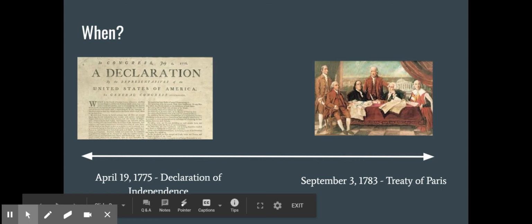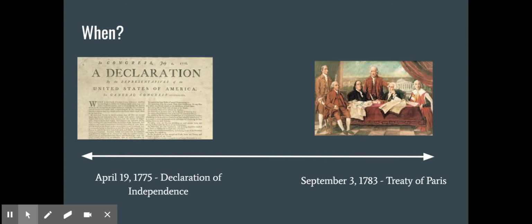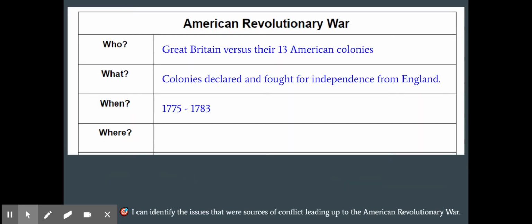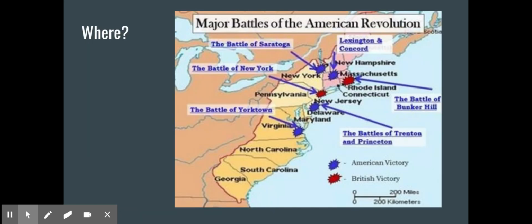All right, when did this happen? It started with the Declaration of Independence in 1775, and it ended with the Treaty of Paris in 1783. This is a different Treaty of Paris than the French and Indian War. Remember, that one was in 1763. So the American Revolutionary War lasted for 8 years. So again, put down those dates of 1775 to 1783.